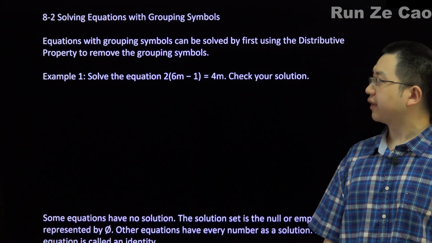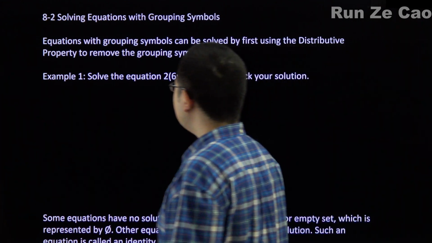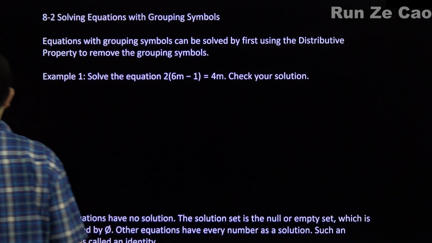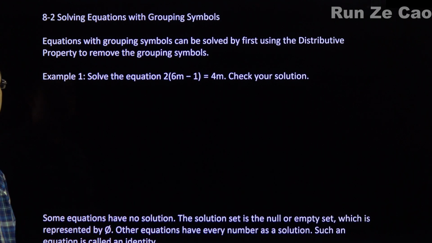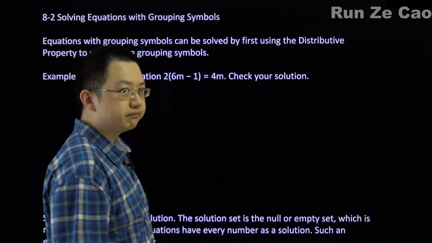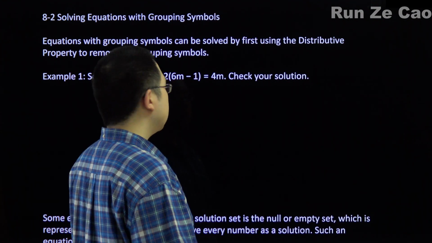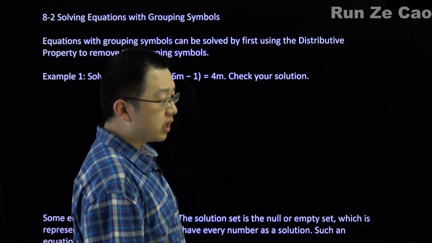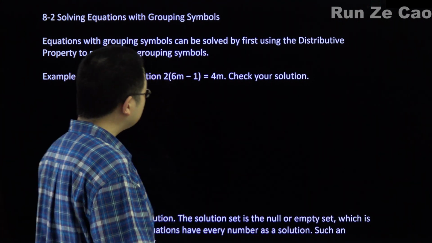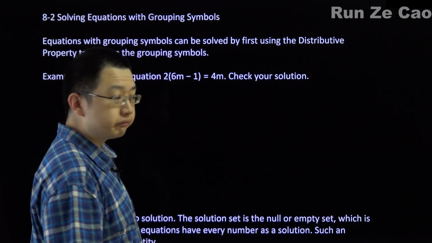If you have grouping symbols in your equations, you can remove the grouping symbols by using the distributive property. And then just multiply it out. Expand it. Yeah, that's one way you can do it. The other way is that you can use those grouping symbols to divide.